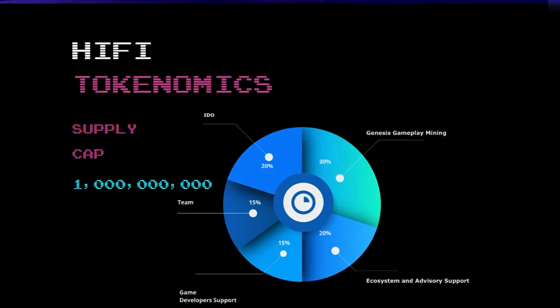Have a look at some of the HiFi tokenomics here, folks. For the IDO, there's 20% going there. For the Genesis gameplay mining, we're at a good solid 30%, which I think is good because obviously that's going to be over a long period of time. So good to see a larger allocation there. We've got 20% to the advisory support and the ecosystem, 15% to the game developer support, and 15% to the team, which is actually pretty generous for the community, being 30% for the Genesis gameplay mining, and we've got the supply cap there as well.